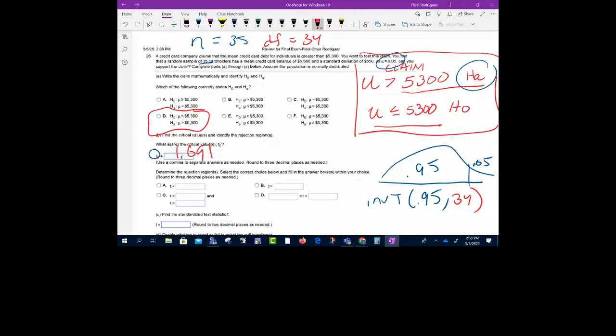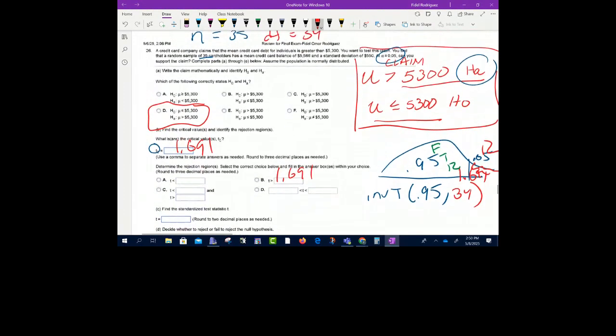So this number right here, 1.691, is the boundary of my rejection region. I'm going to do this in green. This is my fail to reject region. Because the rejection region is to the right, it's to the right of 1.691.